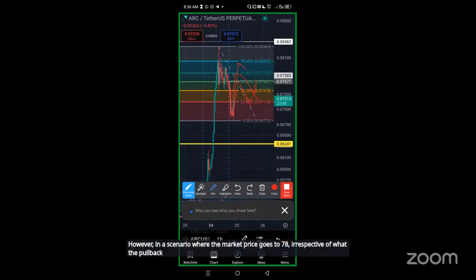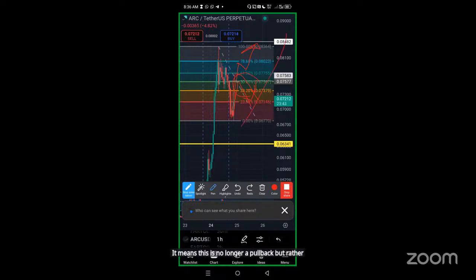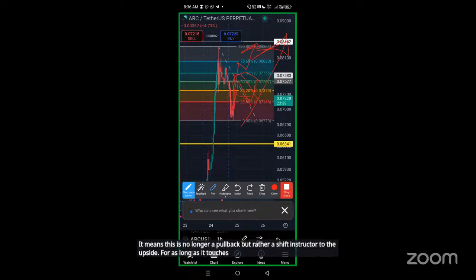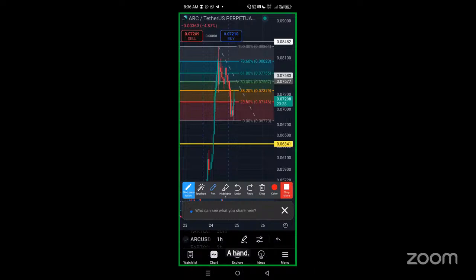However, in a scenario where the market price goes to 78, irrespective of what the pullback is going to be, expect the price to go back and hit 100%. It means this is no longer a pullback, but rather a shift in structure to the upside. For as long as it touches 78.6, rest assured that the price is going to come and touch your 100% level again. So that is what happens.